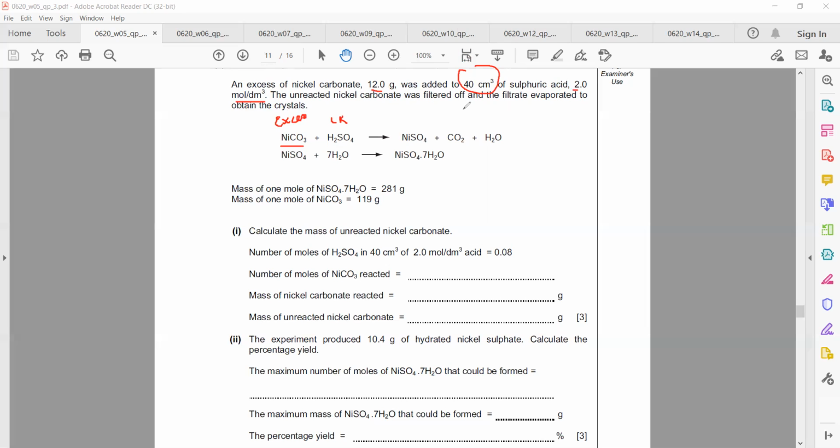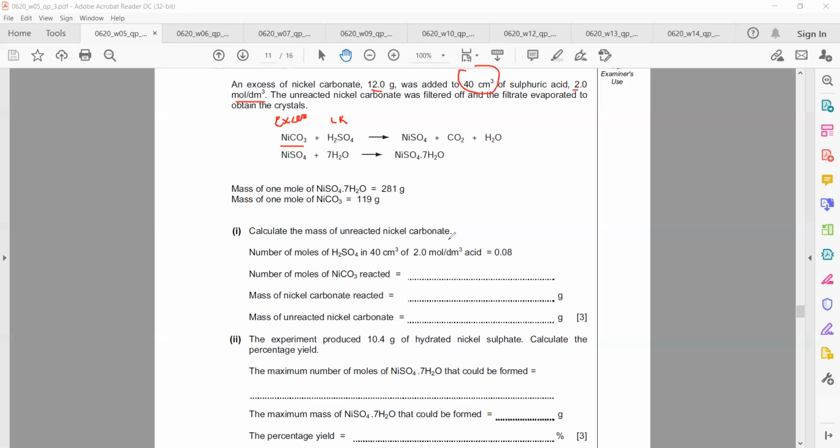Unreacted nickel carbonate was filtered off and the filtrate evaporated to obtain the crystals. The mass of 1 mole of hydrated nickel sulfate is 281 and the mass of 1 mole of nickel carbonate is 119.